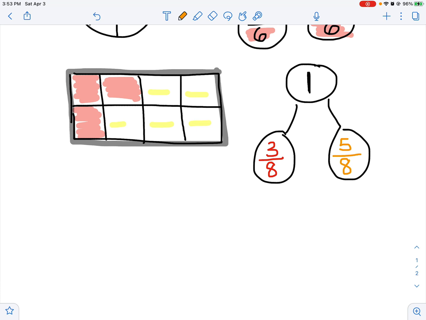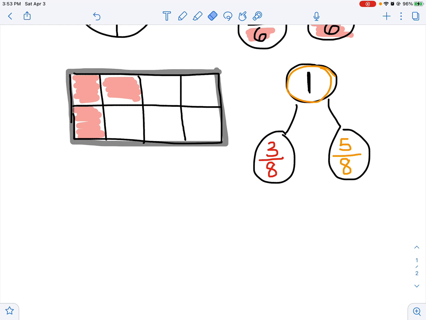Okay? And if I even added those together, this is what fourth grade is doing, I would get 8/8. That makes all the eighths, which is equal to our 1 whole, okay? So just keep in mind that bottom number is always how many parts the whole has been broken into. The top part is the part that we're talking about, the part that's shaded, or the part that I'm asking you about, okay?